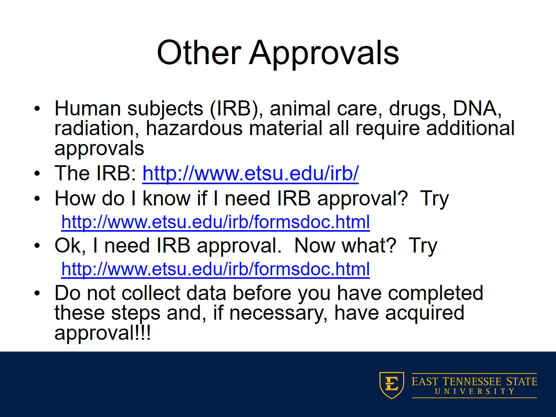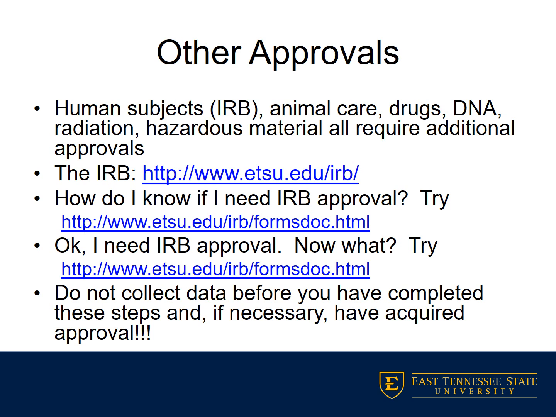For human subject research, this is the Institutional Review Board, known by its initials, the IRB. How do you know if you need IRB approval? The IRB will tell you. Take a look at their website. They have lots of information there on human subject research and which kinds of research requires IRB approval and which kinds of research requires an exemption from the IRB.